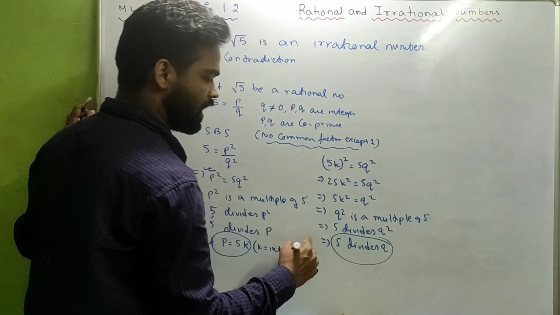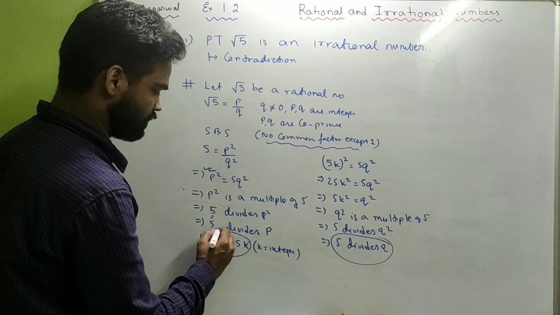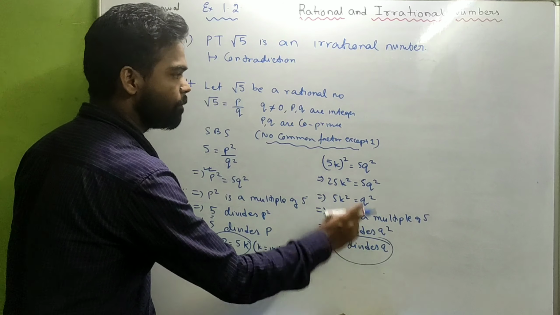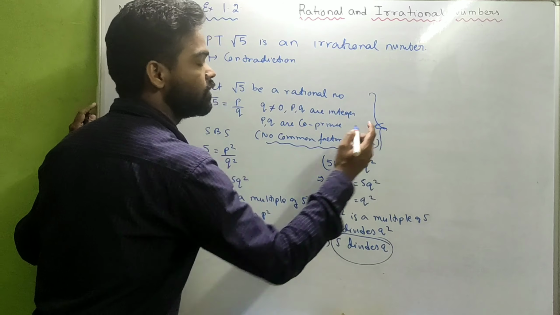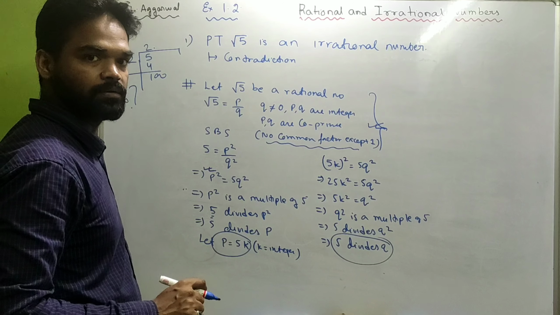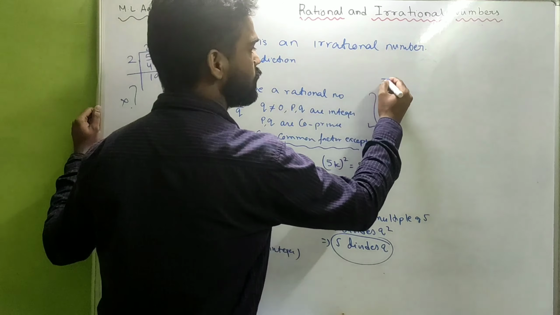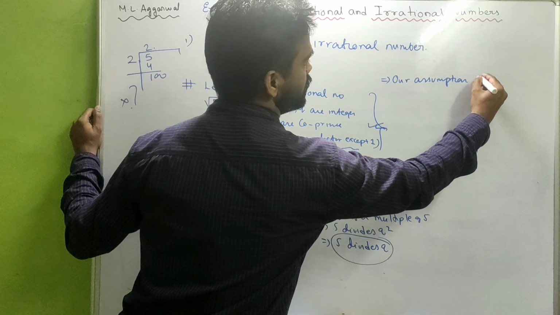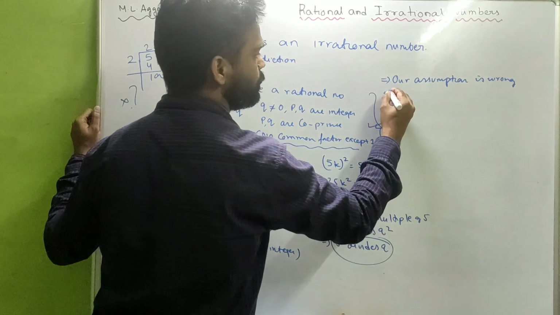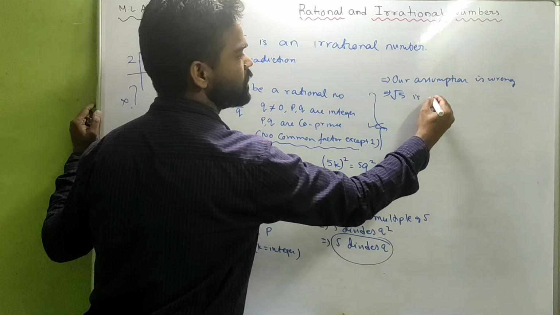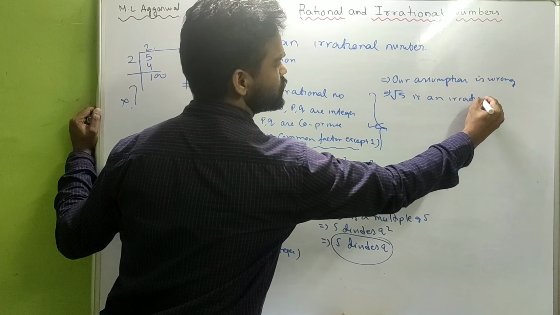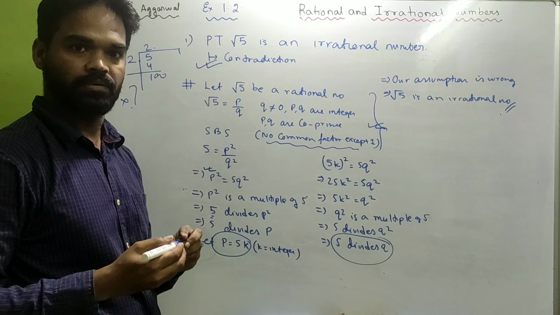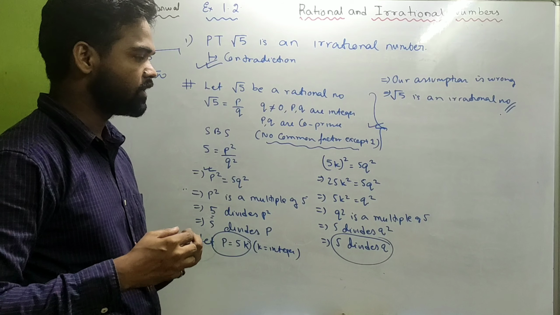Look carefully, 5 divides q and 5 divides p, which means 5 is a common factor between p and q. But according to our assumption they are co-prime, there's no common factor, which means our assumption is wrong, which means root 5 is an irrational number. Proof. Always prove by contradiction method. Clear? Now let us look at the next sum.